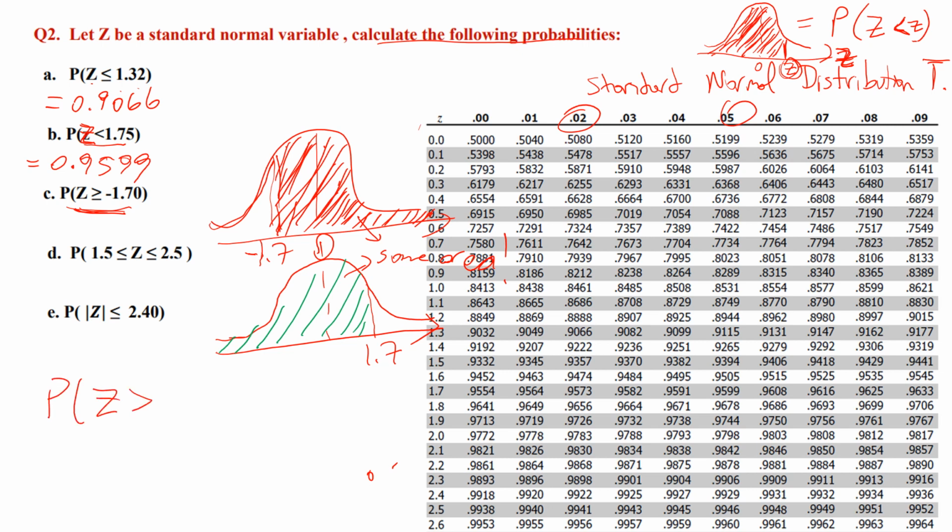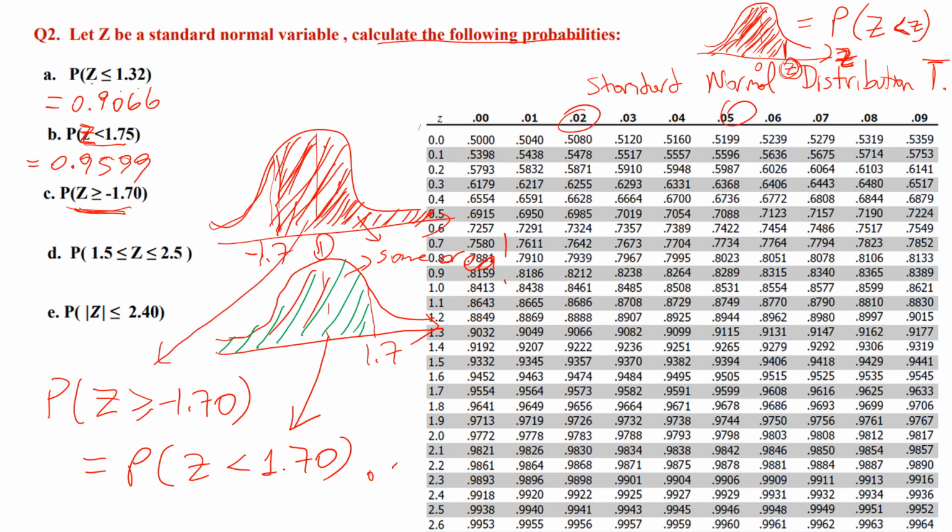This means the probability that Z is bigger than negative 1.70 is equal to the probability that z is less than 1.70. This part corresponds to that probability, and this part corresponds to that probability, but mathematically, numerically, they are the same. So I changed the question to a positive number question. We can break this into two pieces, 1.7 and 0.00.